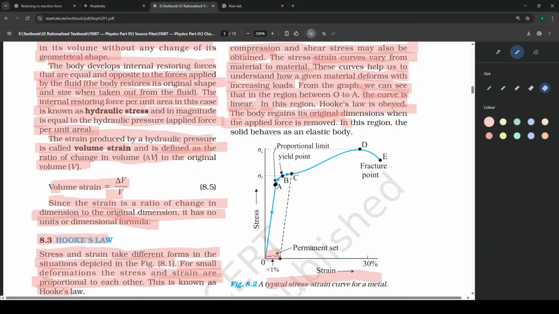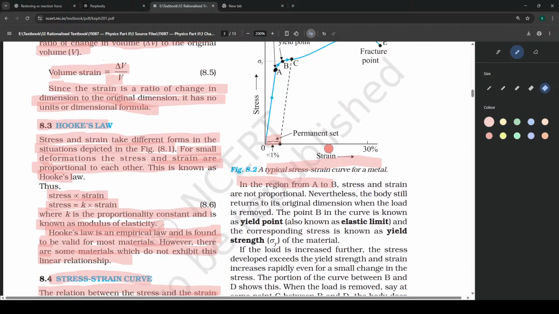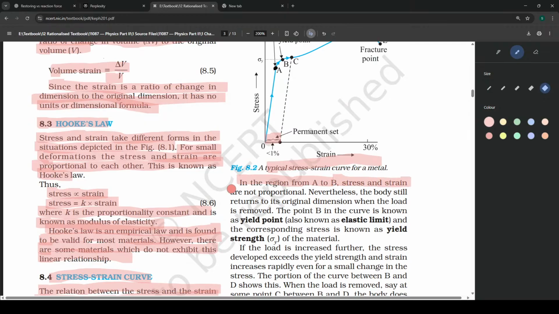In this region, the solid behaves as an elastic body. This is also known as the elastic region, where the body will regain its original shape back after the applied force is removed. In the region A to B, after the proportional limit, stress and strain are not proportional, but the body still returns to its original dimension when the load is removed.